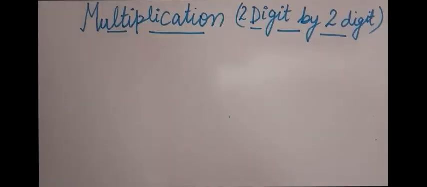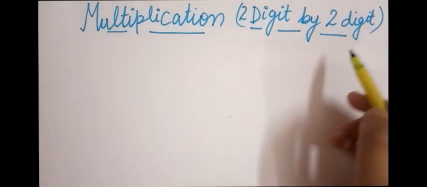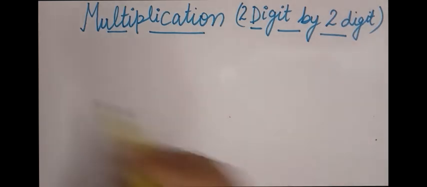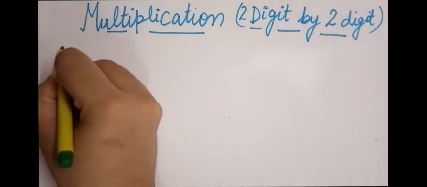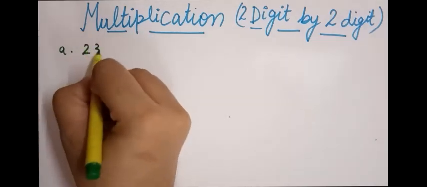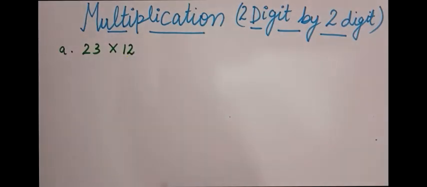Everyone, the Success Ladder is here with another video, that is multiplication of two-digit numbers by two-digit numbers. That means we'll be using two numbers in which two digits are there. So let's begin. The first one is 23 multiplied by 12. After that we'll be arranging it in the column.